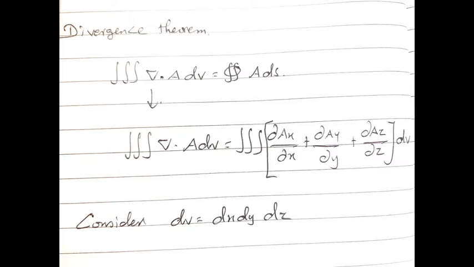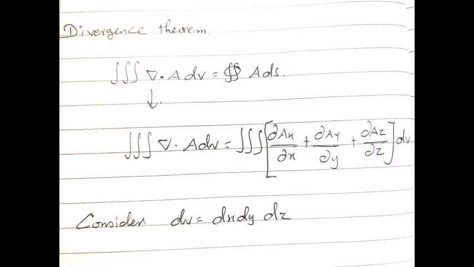Next, from this equation, we have to derive the divergence theorem. The divergence theorem, as I already said, is the triple integral of del dot A dV is equal to the closed surface integral of A dS. From this equation, we take only the left side portion, that is the triple integral of del dot A dV. We know the equation for del dot A, so we have to substitute it here.